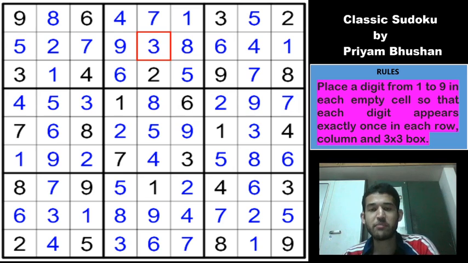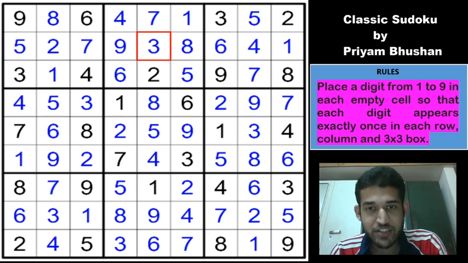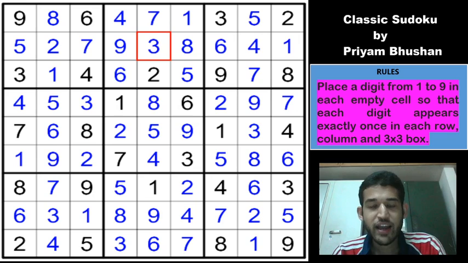And with that we have completed this gorgeous classic Sudoku created by Priyam Bhushan. Priyam, as I said at the start, has recently ventured into creating, but it doesn't appear to be. Her creations seem to be really good, and I hope she continues creating and enthralls one and all.